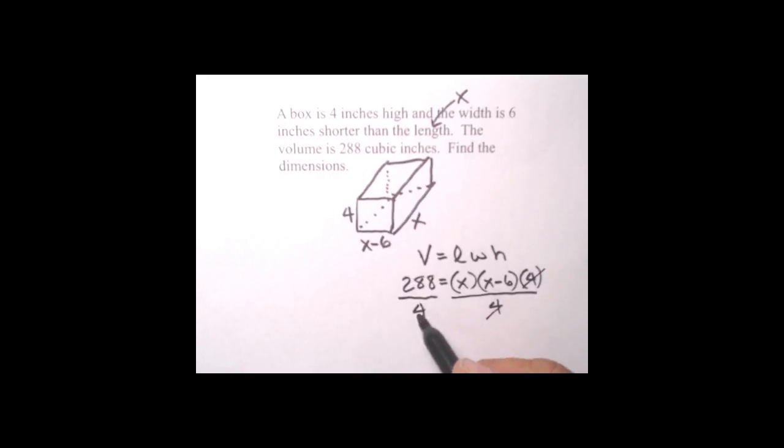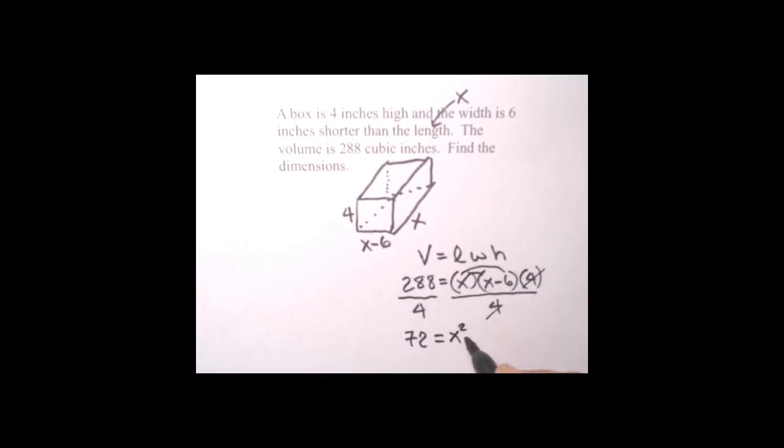What do we have over here? Well, 4 goes into 28 7 times, and that leaves 8. So I think this is 72. Now, see, what we've been able to do is knock the numbers down, which makes the rest of our calculations easier. Now, let's go back and distribute the x in here.